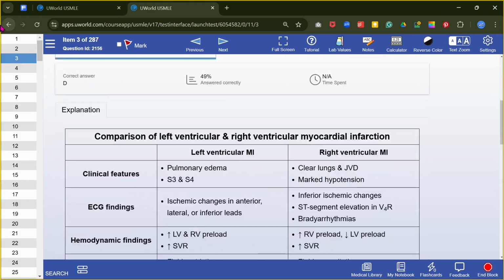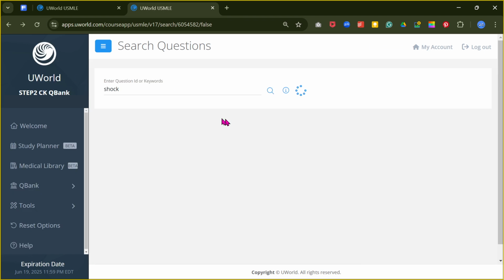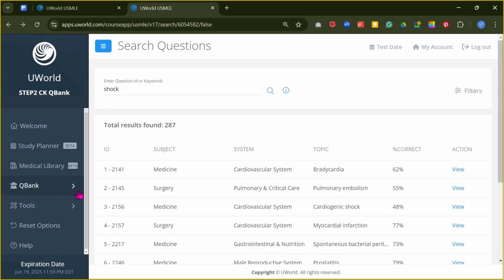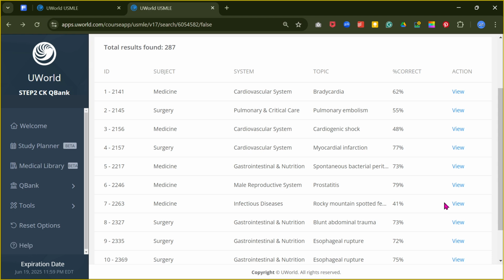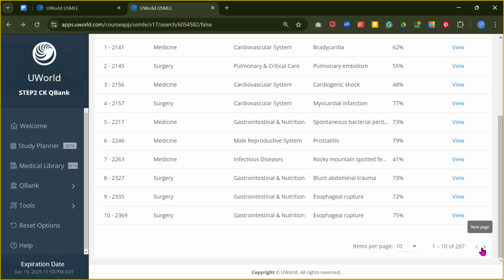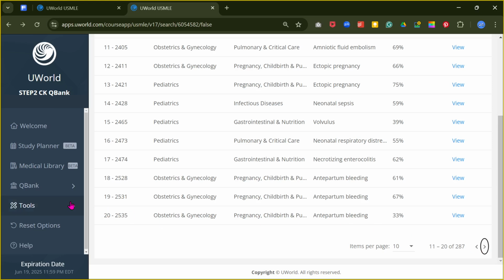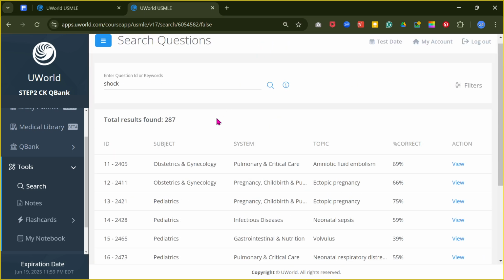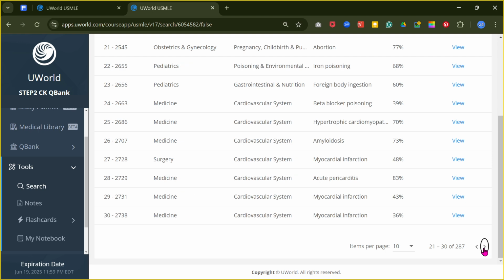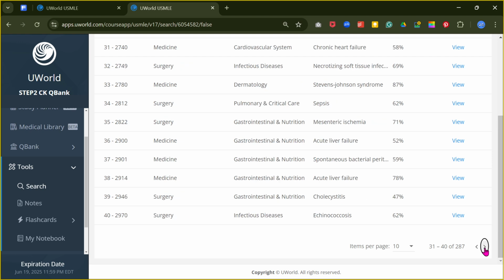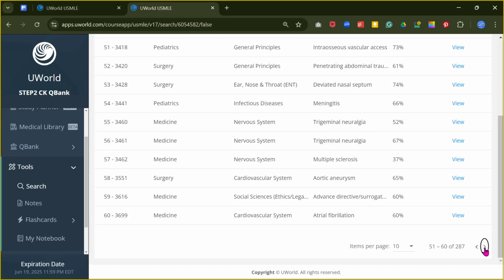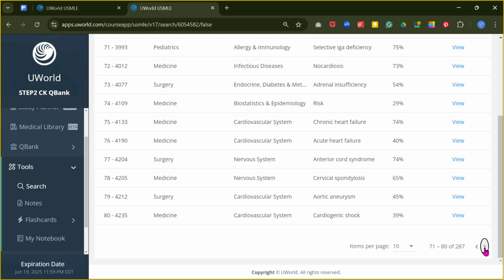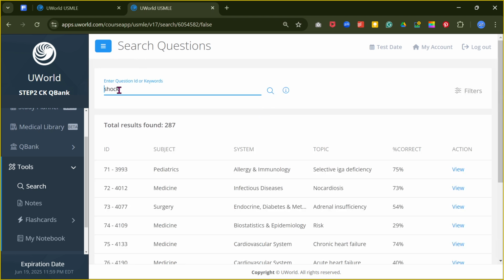No, in here, shock. You can type whatever you want, like shock. Oh no, no, search. This search button, this is the search button, and you can find, like I am finding the shock. There are plenty of shock questions, so this would be easier.